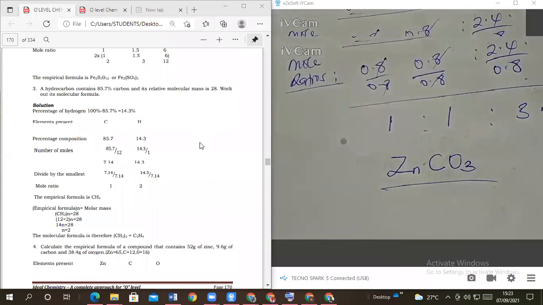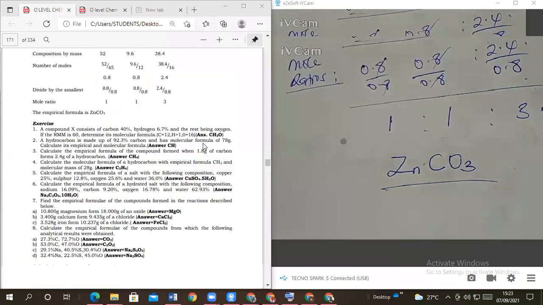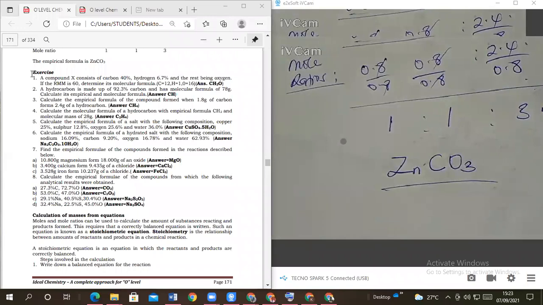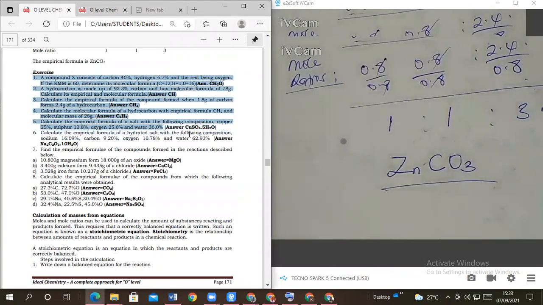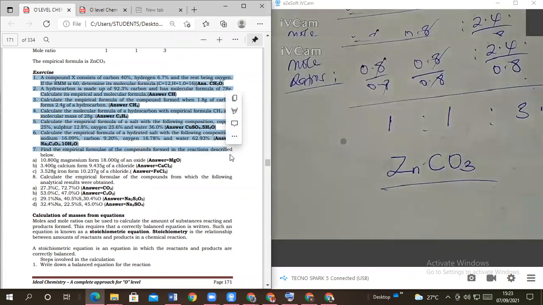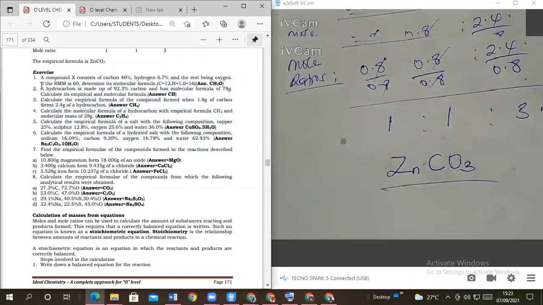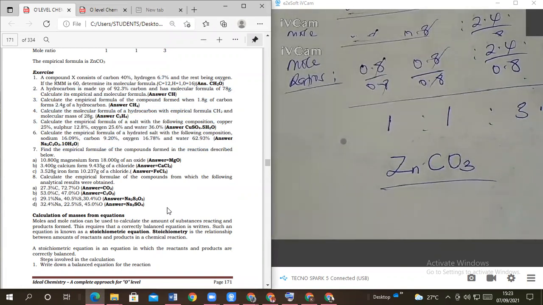If it is done, I would like you to do this exercise. I hope you downloaded the book. There is enough exercise here for you to do up to this part. Then next time we meet, we shall calculate masses from equations. Okay?